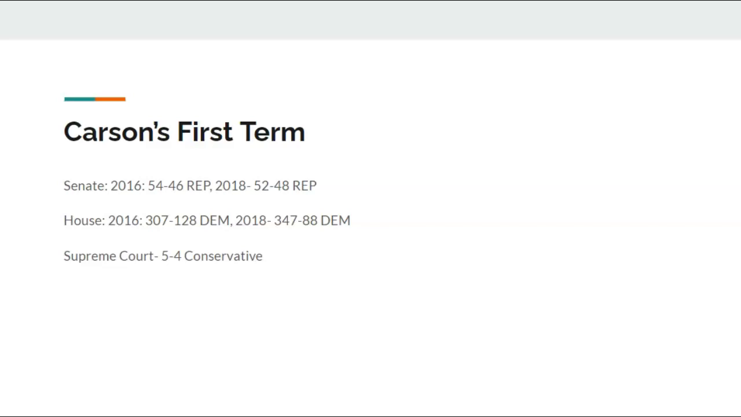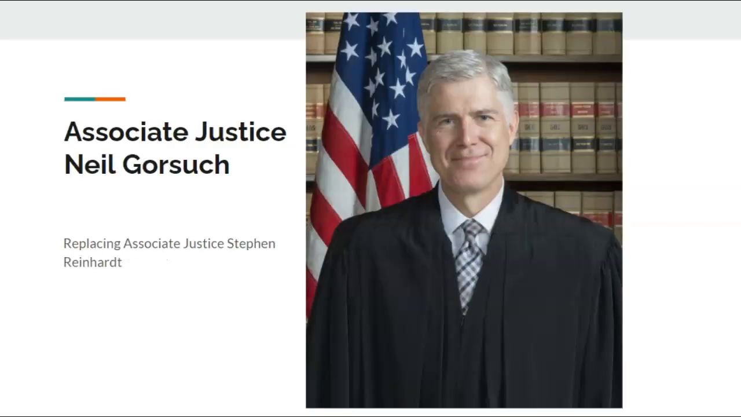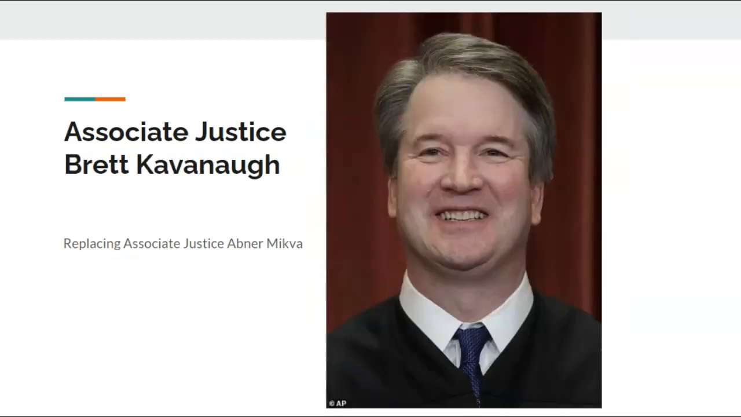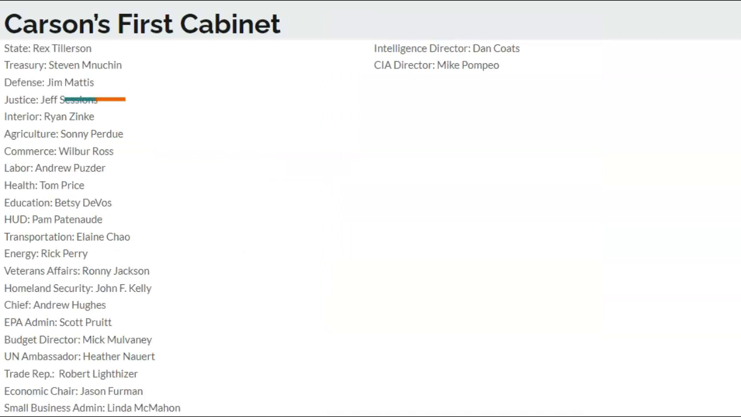In Carson's first term, Republicans would gain in the Senate, 54 seats for Republicans in the Senate, but Democrats would still hold a majority in the House, 307 seats. Republicans would still hold a majority in the Senate after 2018, 52 seats in the Senate, but Democrats would hold 347 seats in the House. And the Supreme Court goes 5-4 conservative, as Ben Carson nominates 2 justices to the Supreme Court. First is Neil Gorsuch, who would replace Associate Justice Stephen Reinhart, and Brett Kavanaugh would replace Associate Justice Abner Mikva. Here is Carson's first cabinet.